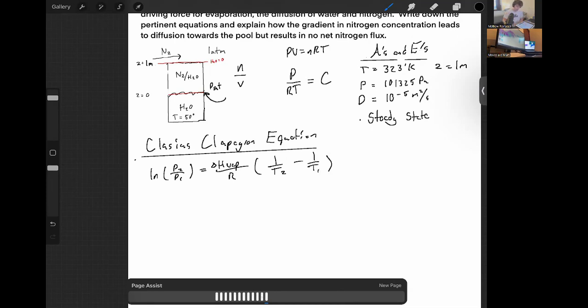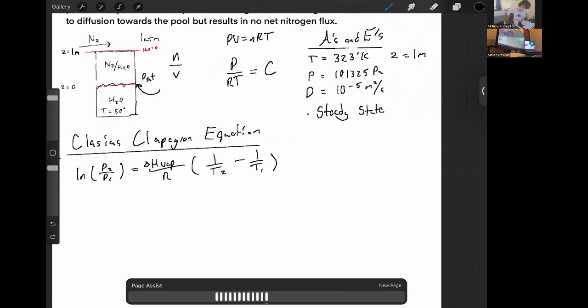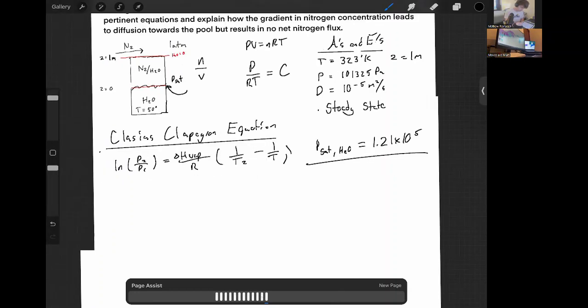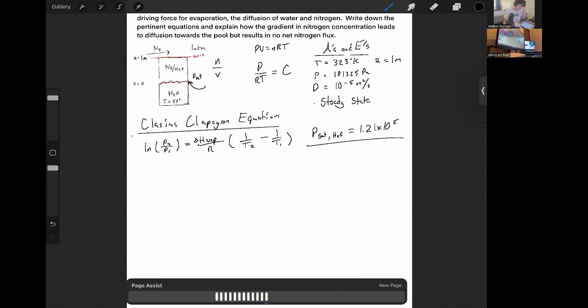I looked up the values for the delta H of vaporization in advance so that we could quickly derive an expression for pressure, because really this is just showing how we're getting the partial pressure. In this case, the partial pressure here, which is P saturated of H2O, should equal something like 1.21 x 10 to the power of 5. Should be about something like that. So we're going to go ahead and proceed.